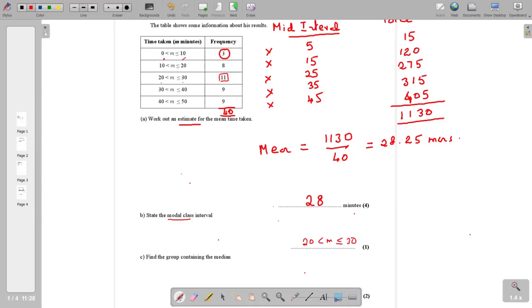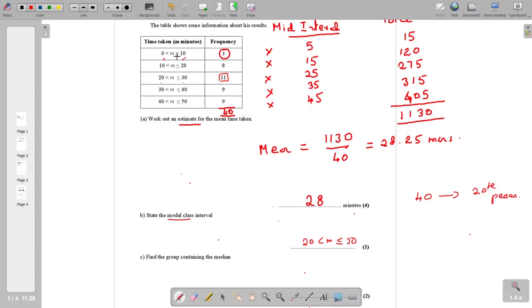Find the group containing the median. Median is the middle number. We have 40 people here. So the median must lie around the 20th person, 20th and 21st person. So let's look at the 20th data. The 20th and 21st data lies in which group?